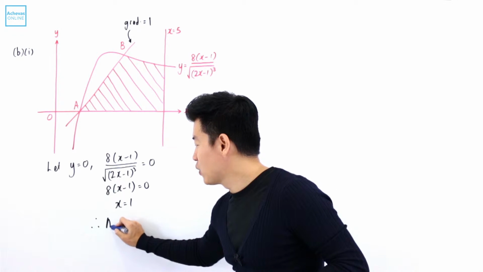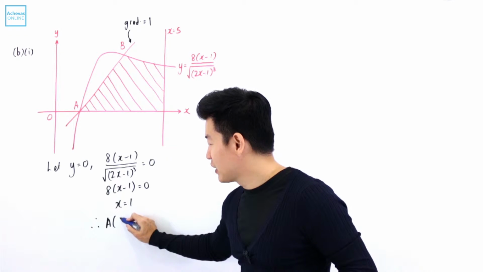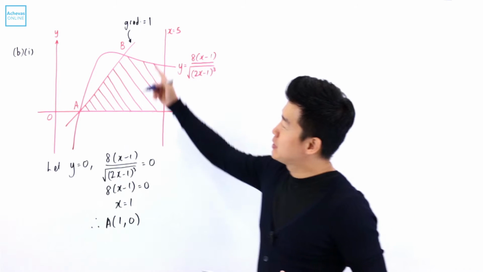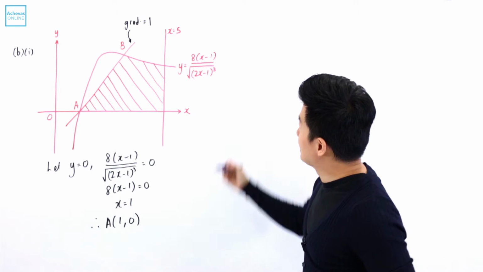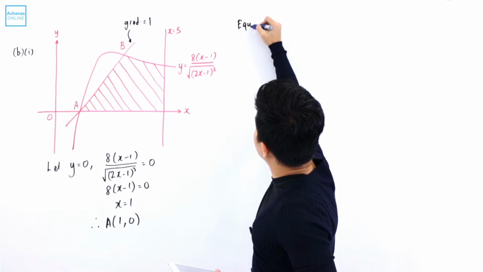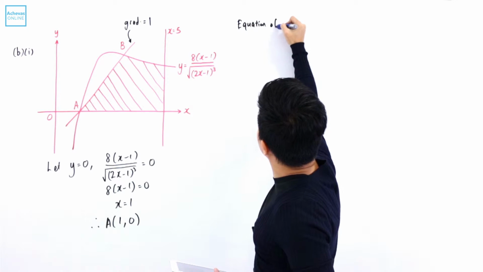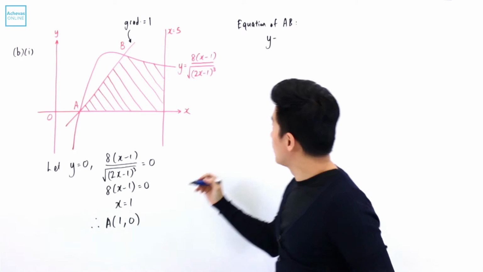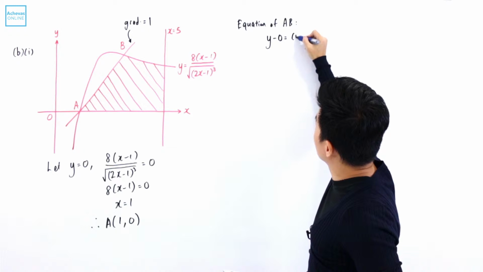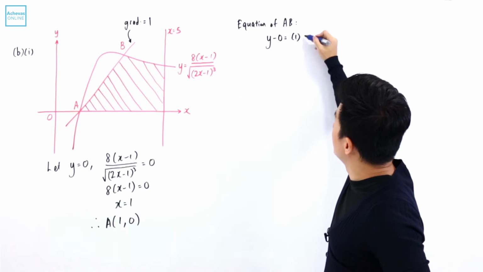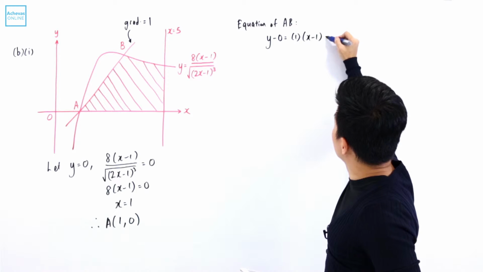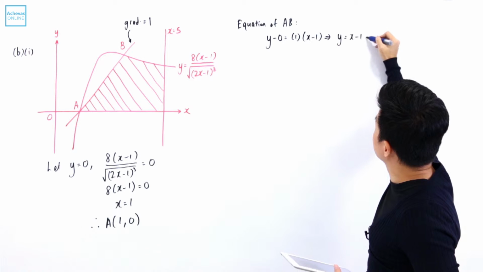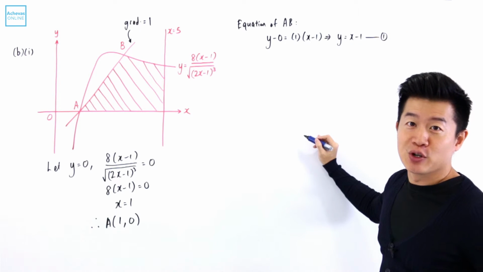So I know now the coordinates of A. A is going to have an x-coordinate of 1 and a y-coordinate of 0. That gives us the possibility to find the equation of this line AB. So the equation of the line is going to be y minus the y-coordinate, which is 0, is equal to the gradient, which is given to us as 1, multiplied by x minus the x-coordinate. So this line is going to be y is equal to x minus 1, and I'll call it our equation number 1.